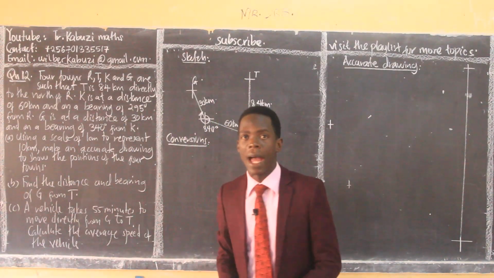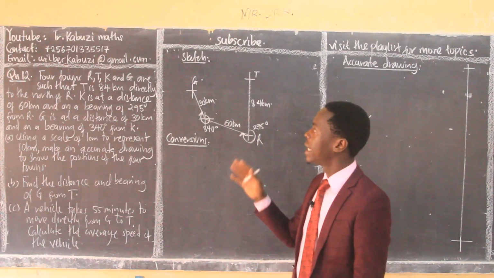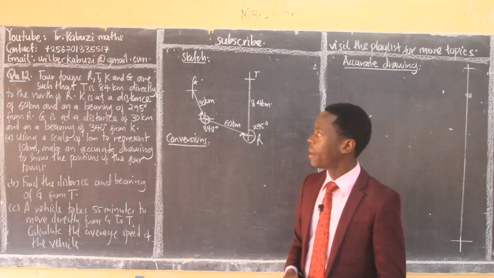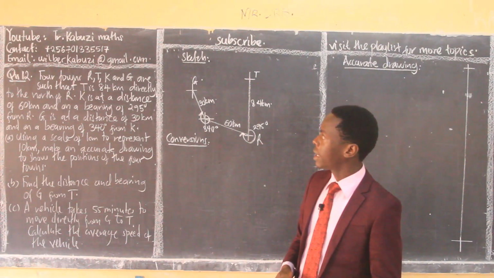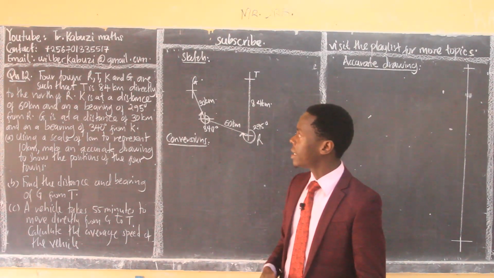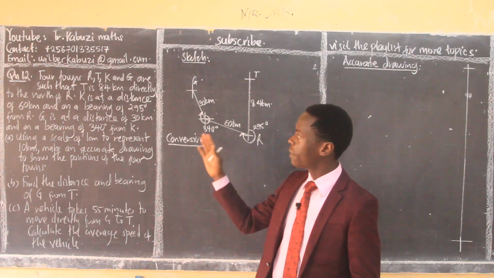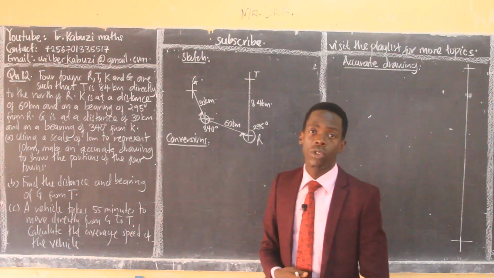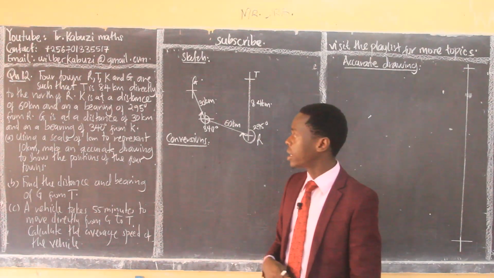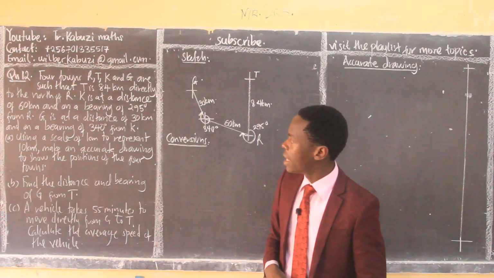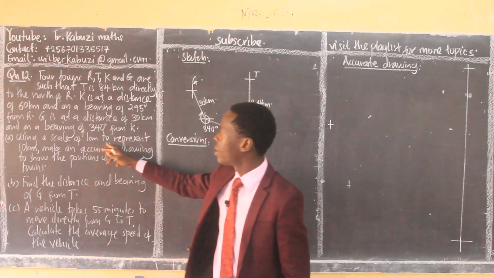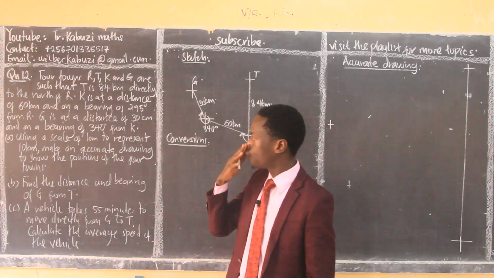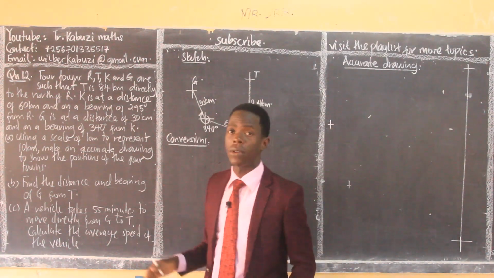Okay, our next number was coming from the bearing part. So the question is there. 4 towns R, T, K, and G are such that T is 84 kilometers directly to the north of R, and then they are giving you the bearings, and then they are giving also the distance from each point to another. And then they are saying, using a scale of 1 centimeter to represent 10 kilometers, make an accurate drawing to show the position of the 4 towns.